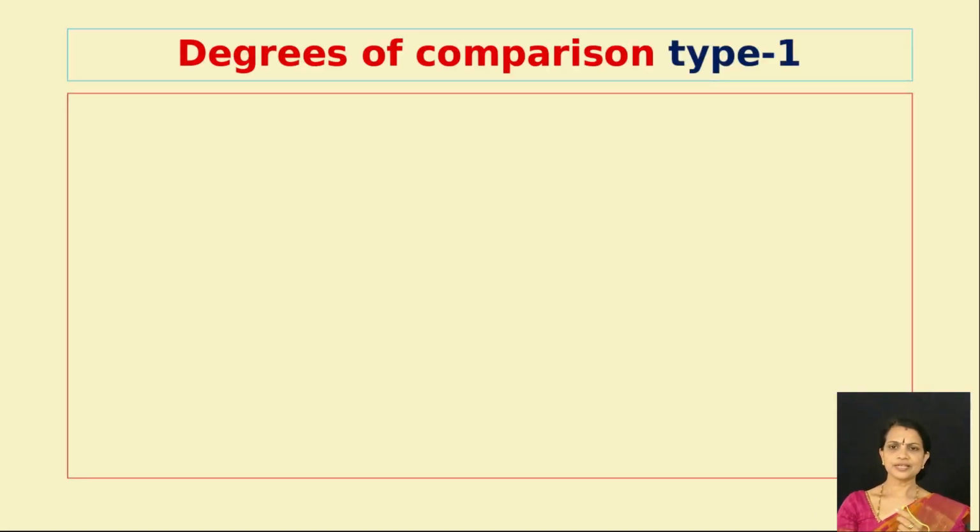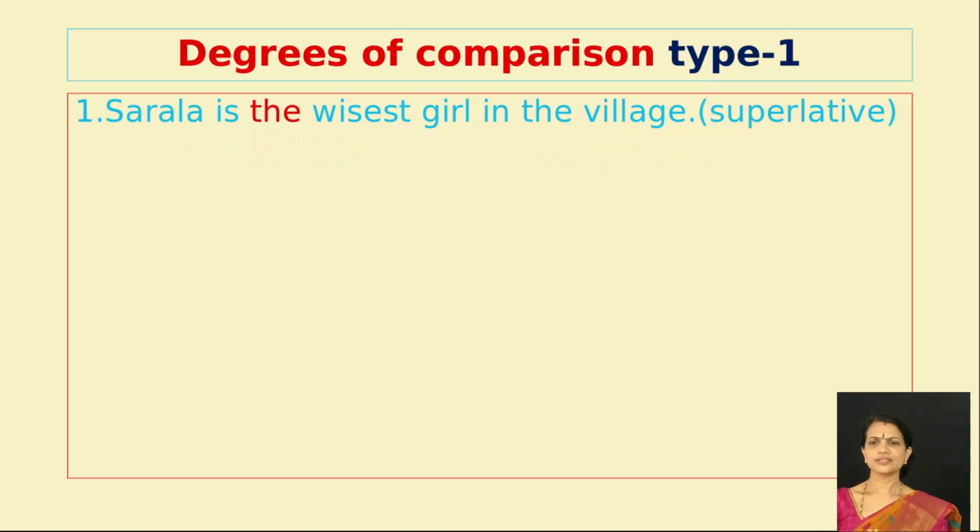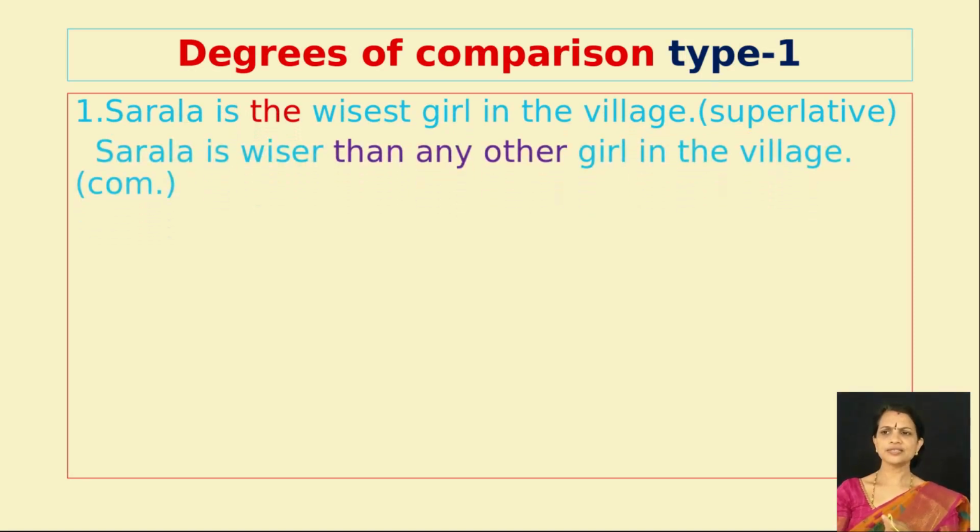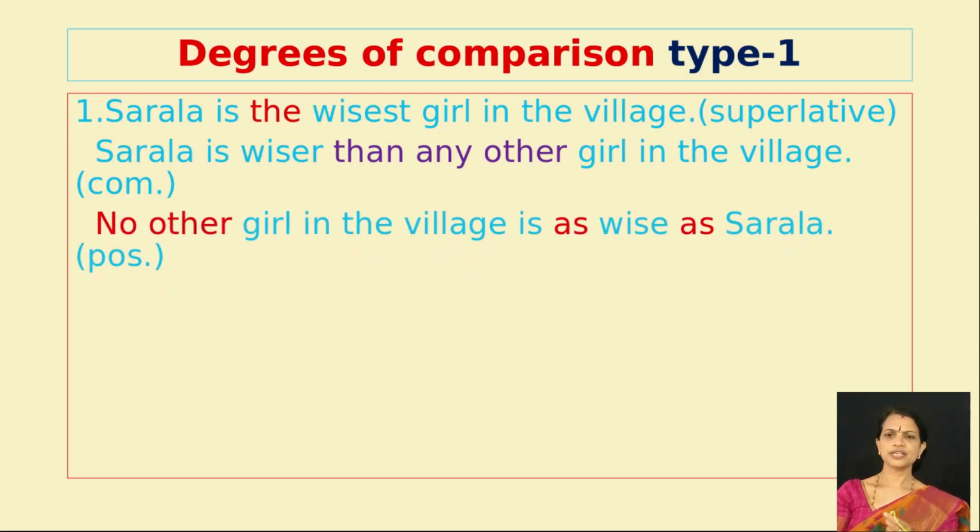Degrees of comparison type 1. Example, Sarala is the wisest girl in the village, superlative degree. Here we have to change to comparative degree. As per the rule, Sarala is wiser than any other girl in the village. In positive degree, we use, no other girl in the village is as wise as Sarala.